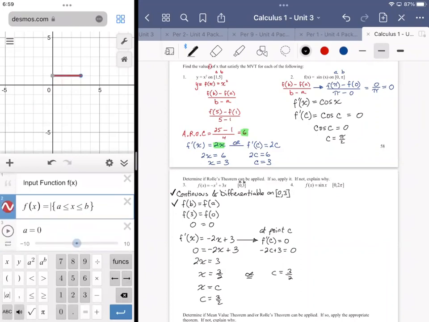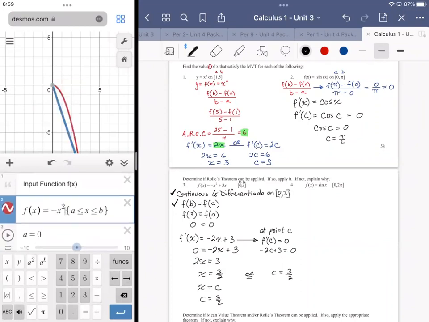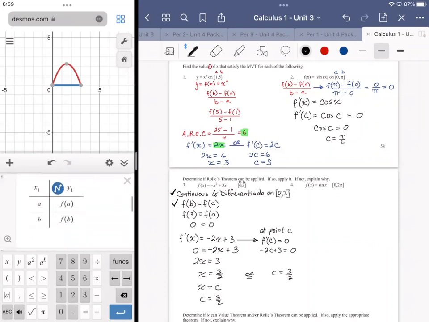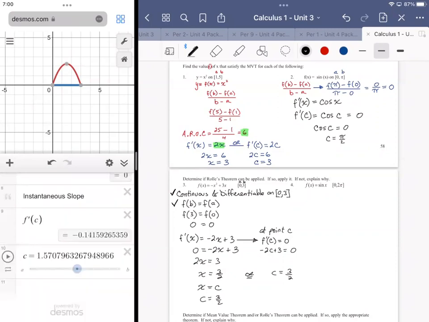So if I say negative x squared plus 3x on the interval of a to b where a is 0 and b is equal to 3, I got my graph. You can see that the average rate of change is equal to 0. It's horizontal. Slope of the secant line, average rate of change. I'll probably throw that in later. Instantaneous rate of change, I'd have to identify the location in which that would be equal to 0.